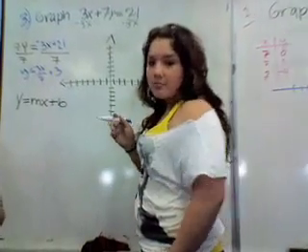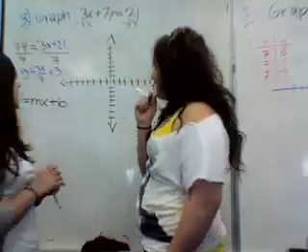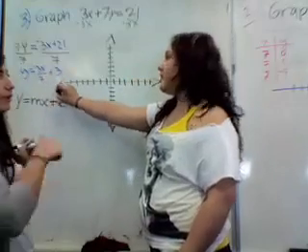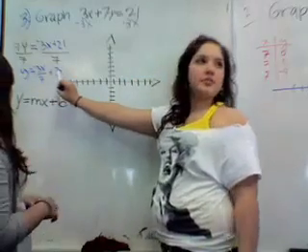Now how are you going to take that information and graph it? What is your m and what is your b? Okay, m is negative 3/7. That's right. Slope, it's negative 3/7. Okay, go ahead and write that.